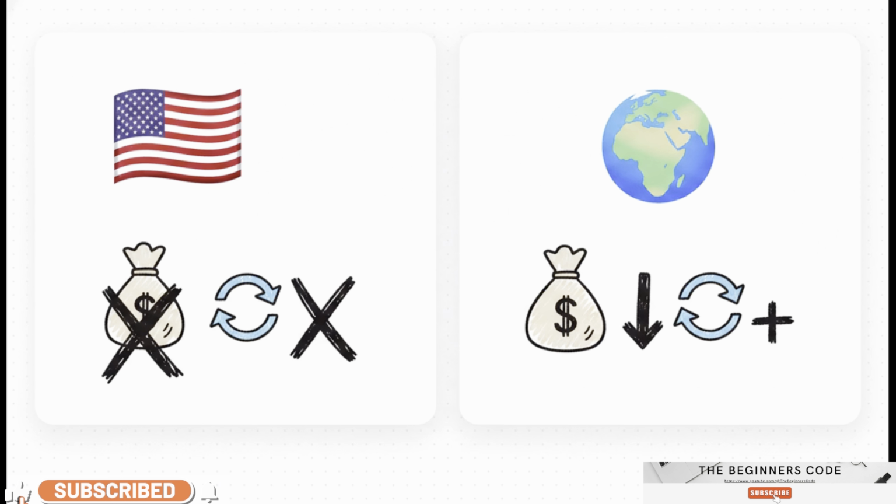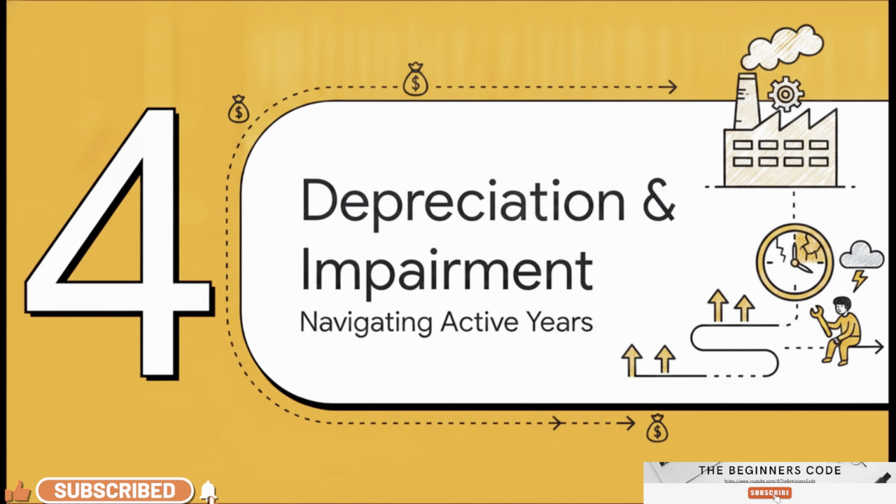Under US GAAP, if you temporarily invest your borrowed funds and earn a little interest, you generally do not deduct that income from your capitalized interest. Oh, and foreign exchange losses, usually excluded. But then check out IFRS on the right. It's basically the opposite. You absolutely must deduct temporary investment income, and FX losses can actually be included as an interest adjustment. Same exact physical project, totally different numbers on the balance sheet depending on your framework. Wild, right?